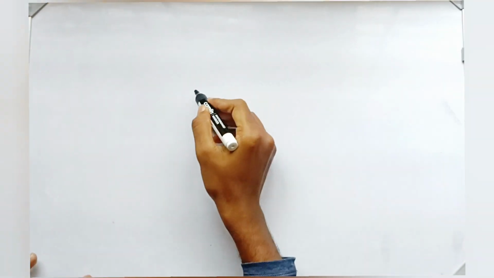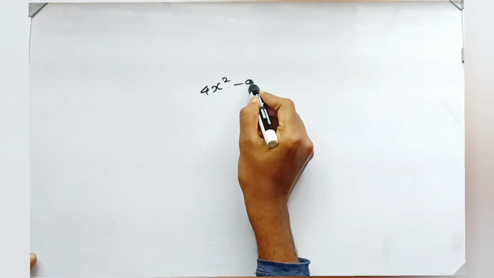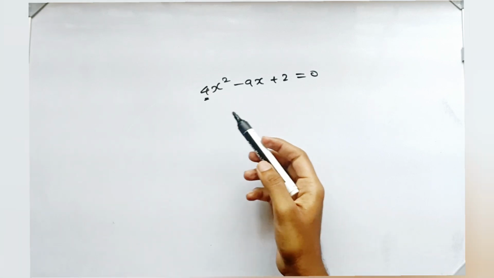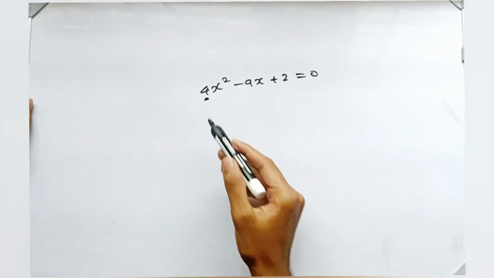Okay, and I'm going to take another problem, because there is another kind of equation, that is 4x square minus 9x plus 2. Here we have a value before x square, so here we have 4.